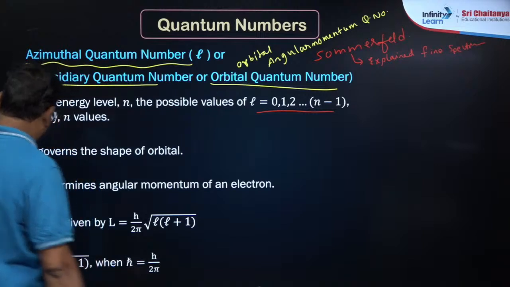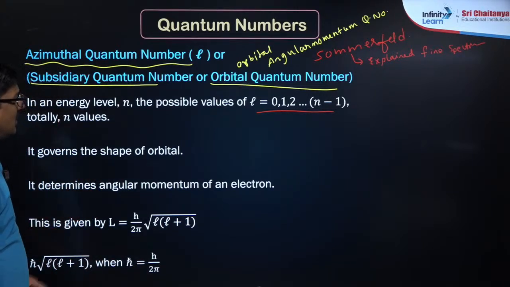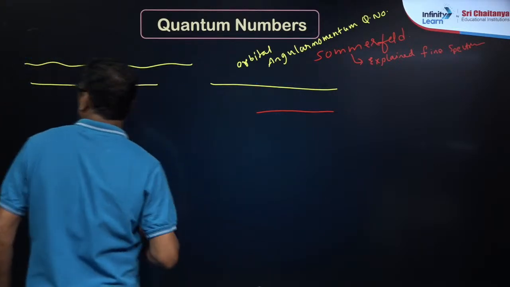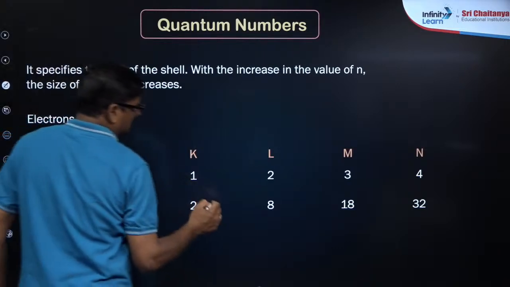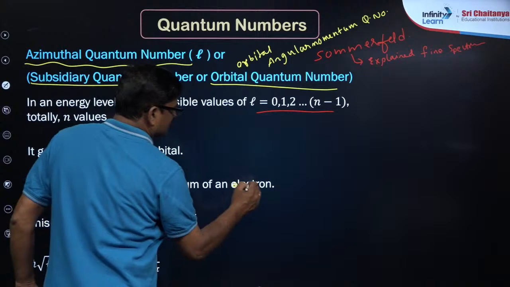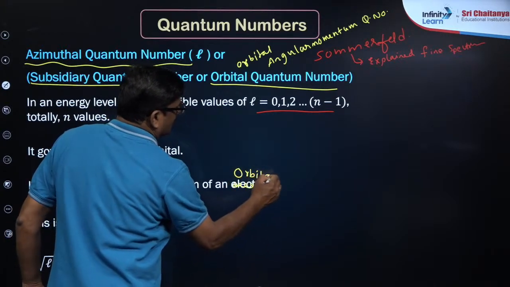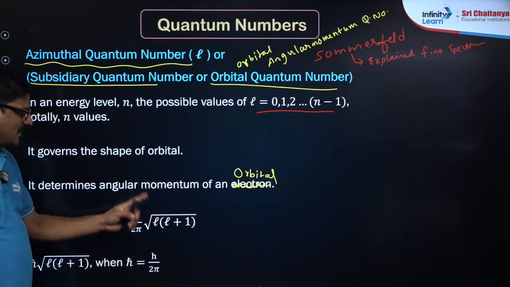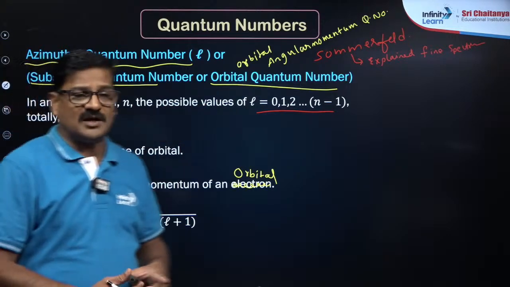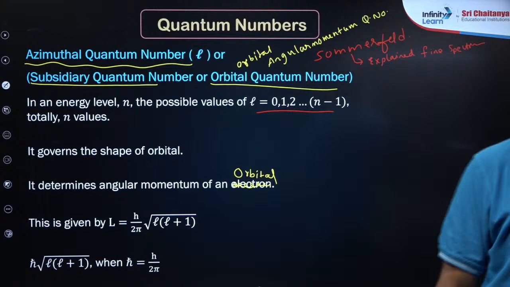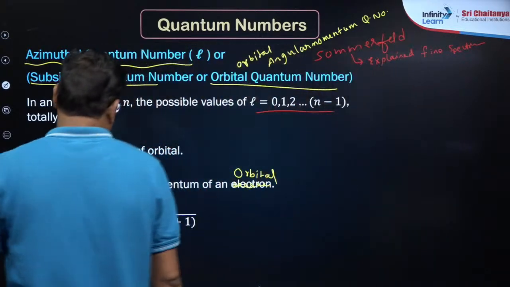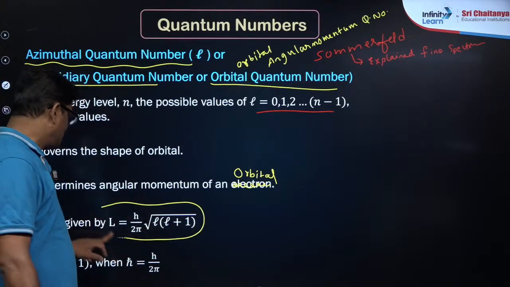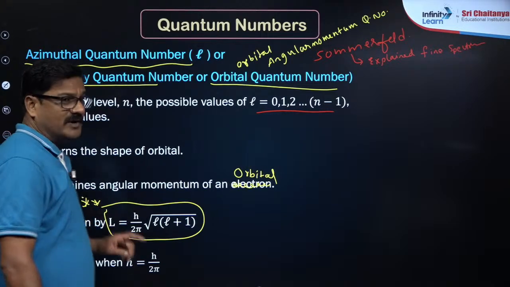So it governs the shape of the orbital. It determines the angular momentum of an electron, not the electron, its orbital: the orbital angular momentum. So orbital angular momentum is given as h by 2 pi root over l into l plus 1. The l values go from 0 to n minus 1. So it starts from 0 and goes up to n minus 1, right? So here l is equal to 0, and the orbital angular momentum is also 0, like that. This is a very, very important point.